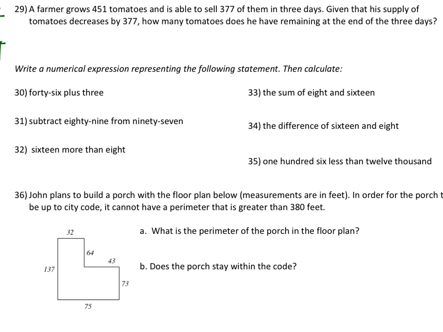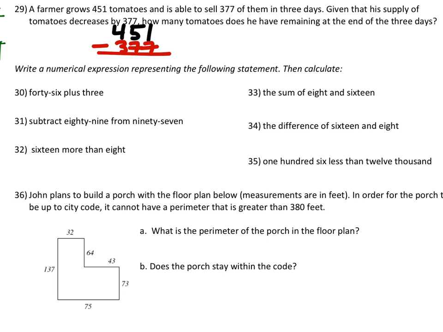So for this one, notice we're decreasing that value by 377, right? It's like someone came in and just bought 377 of them, which is great for the farmer. Bad for us because it's math. But we're going to start with the 451 tomatoes. And then we're going to sell, which means we're really going to subtract out of that 377.